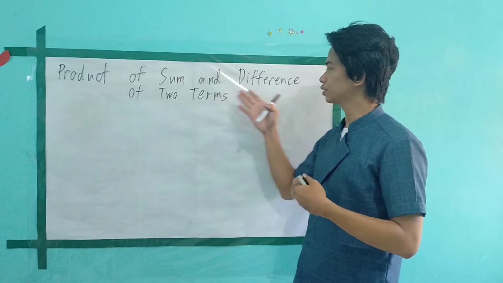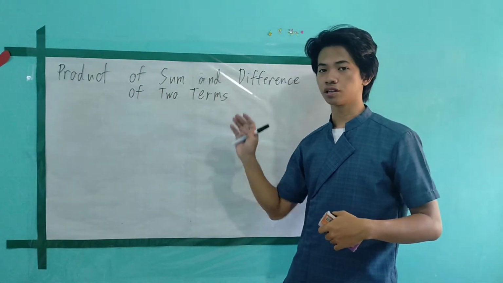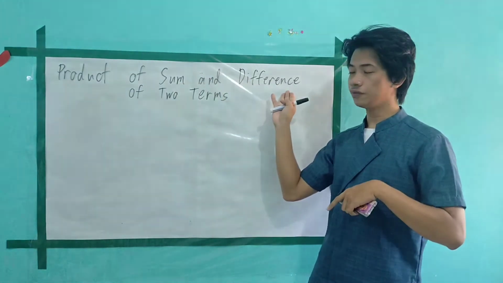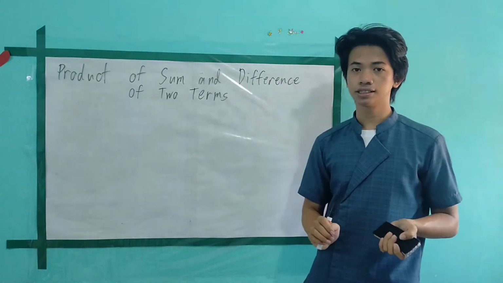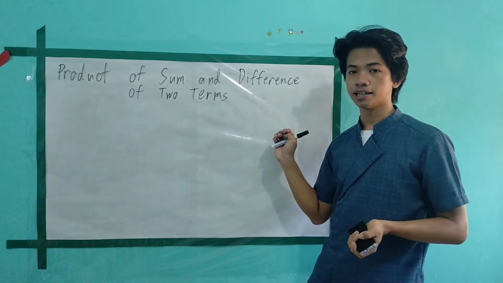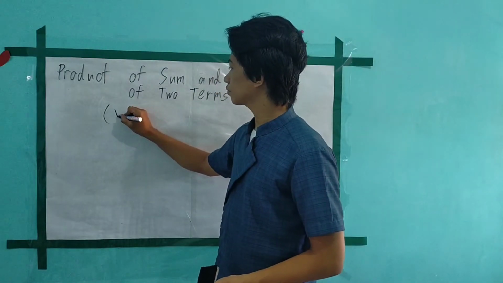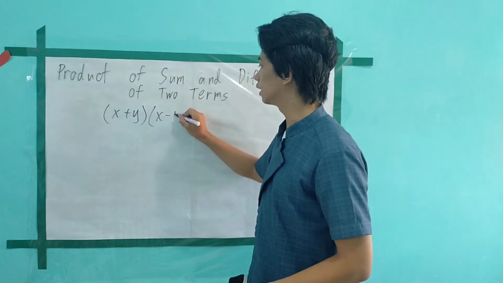Proceed to a product of sum and difference of two terms. So product, the answer to multiplication, sum or addition, and difference is subtraction. Two terms is a binomial. So let's write it. Let's say x plus y, then x less y.